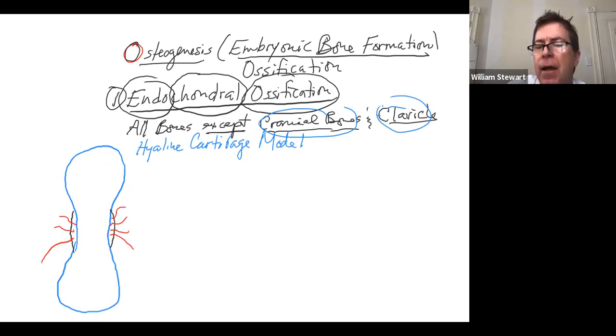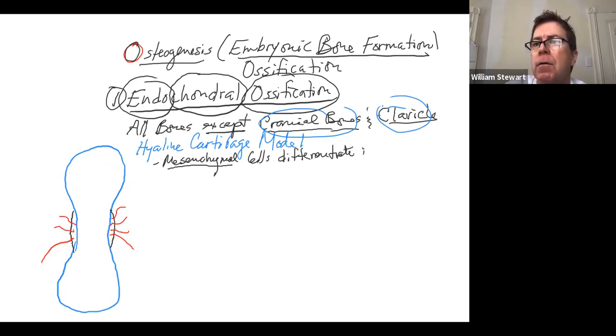And then mesenchymal cells differentiate into osteoblasts. Mesenchyme is an embryonic tissue that all connective tissues form from. I'm just going to write mesenchymal cells differentiate into osteoblasts.